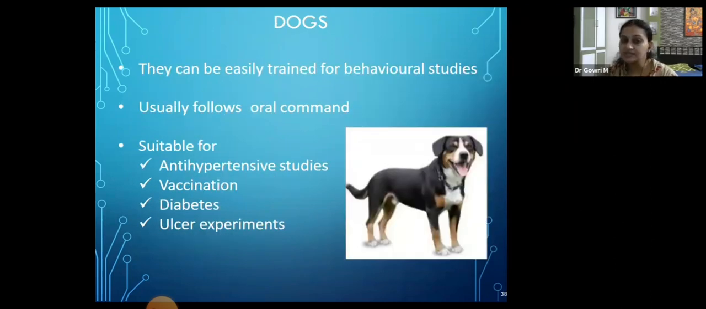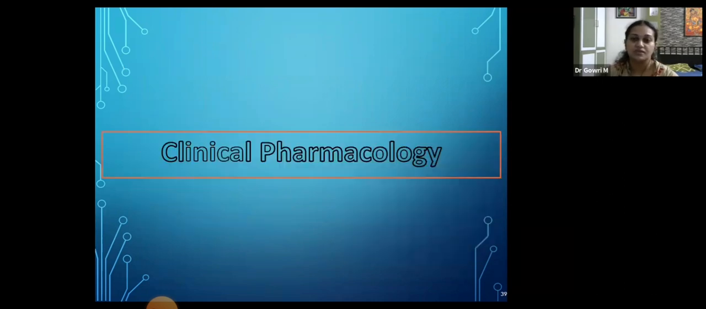Dogs. So the next is dogs, and they can be easily trained for behavioral studies. So always remember, for behavioral studies, the model is dogs, and they usually follow oral commands also, and are suitable for antihypertensive studies, vaccination studies, diabetes, ulcer experiments, etc.